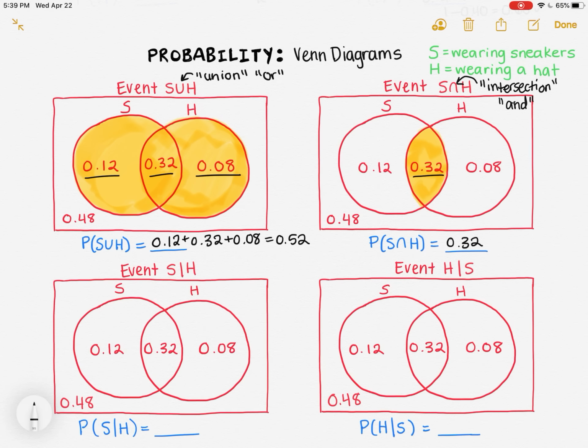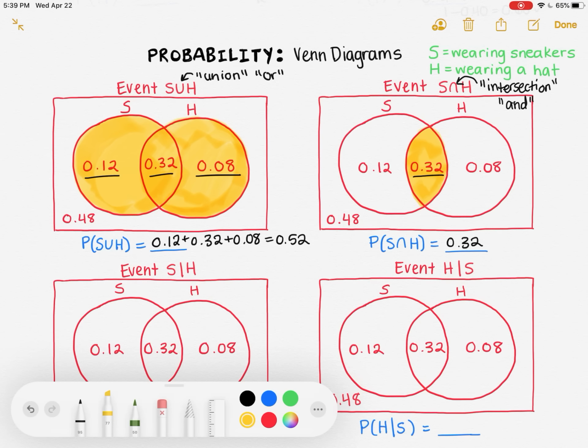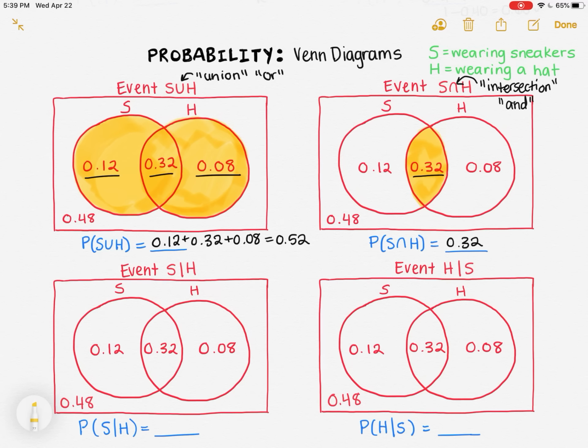Now we have two conditional statements to calculate. The first one is the event S given H. That means I'm looking for the probability of someone wearing sneakers given they're wearing a hat. Now, if you think back to the last video on two-way tables and conditional probability, we used something called the circle and check method. We're going to do that again here.